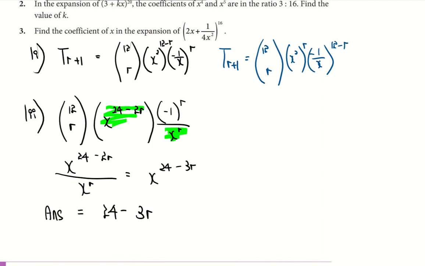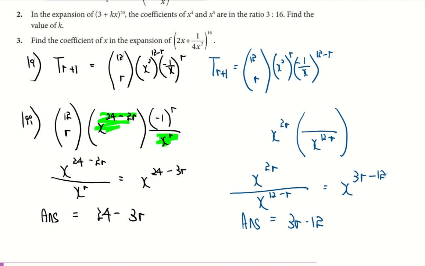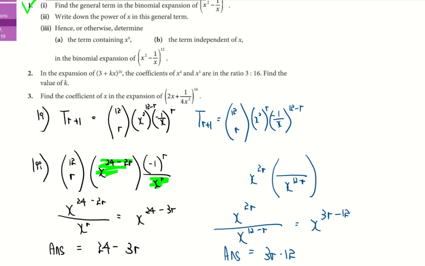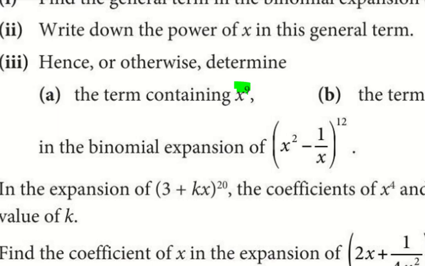But if I do the second method, let me do a simple comparison. Okay, so if I settle the one in blue, I'll get the answer for 3r minus 12 as my power of x. So, hence, I want to determine the term that has x to the power of 9. You want the term with x to the power of 9. What is the power for x here?